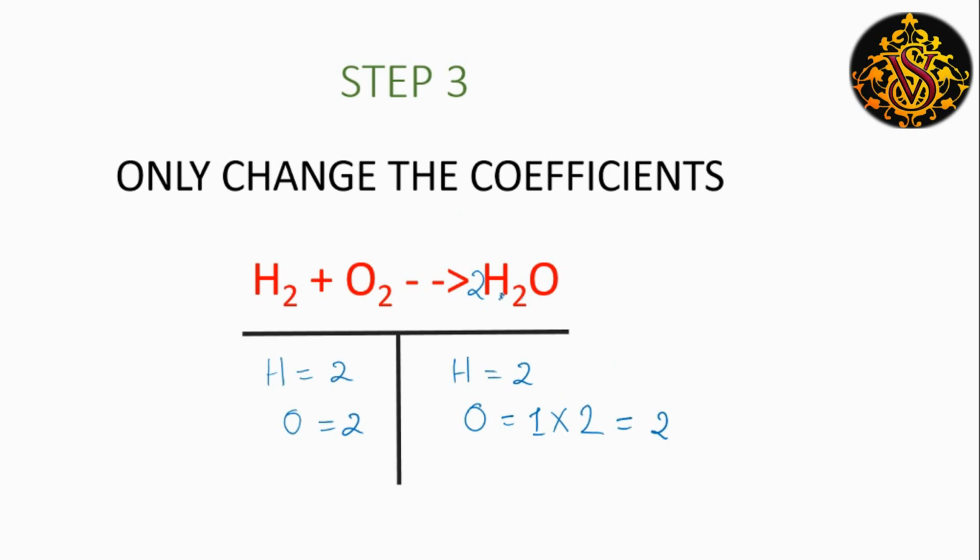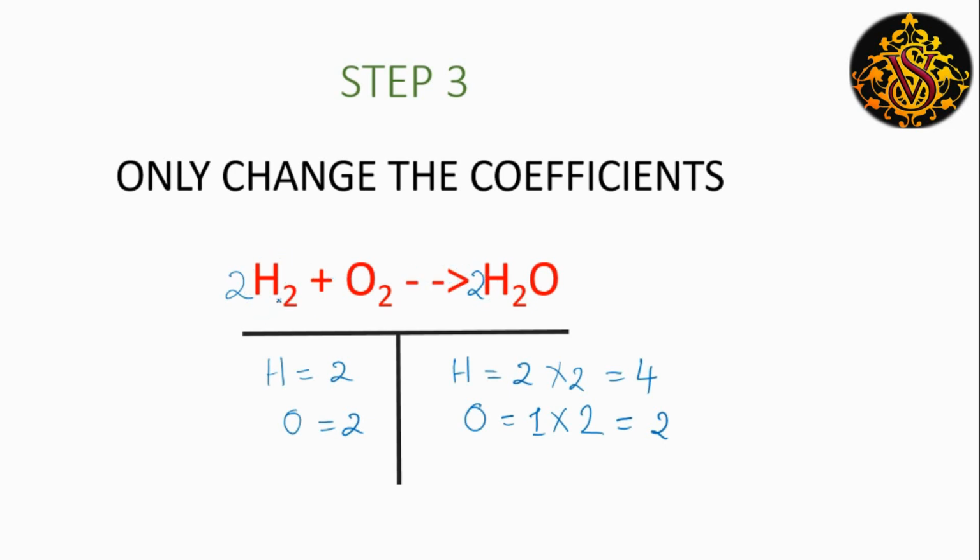And now hydrogen, 2 into 2, 4. Into 2, we are getting 4. And now we have 4 hydrogen here at the right hand side. And we have only 2. Just add 2 in front of the coefficient. Only change the coefficients, right?